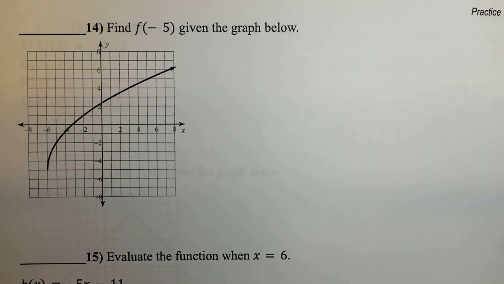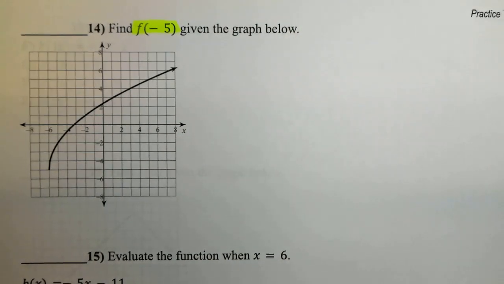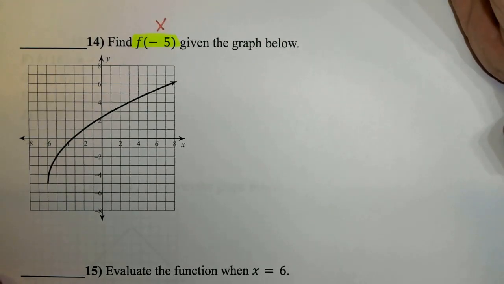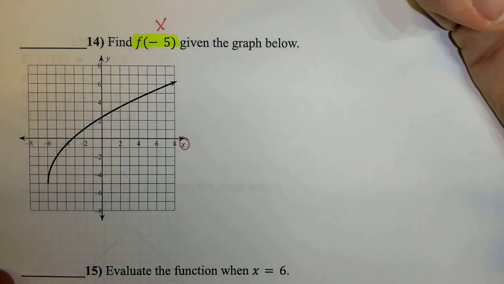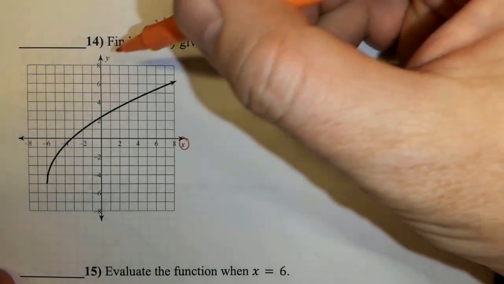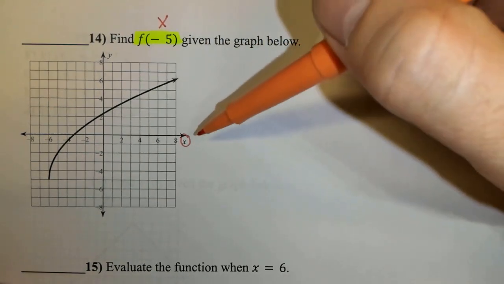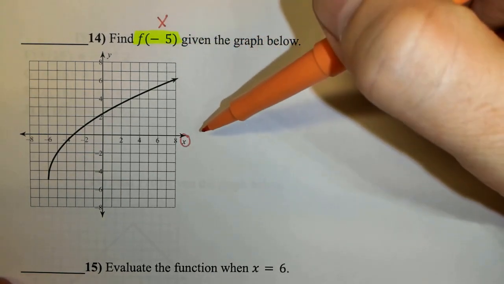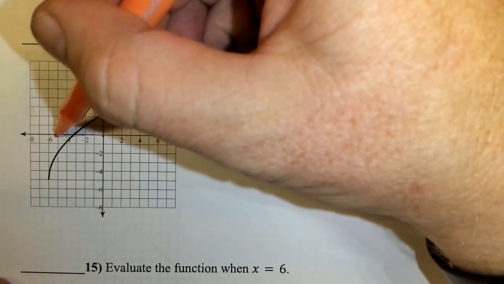Find f of -5 given the graph below. So that's the information that I need. Okay, and we know if it's in parentheses, it is x. And if I have x, I want to stay on the x-axis. I'm not going to have x and go to the y-axis. That would be backwards. Please don't do that. So if it gives me x, I want to be on the x-axis, so I go to -5 on the x-axis. So if I start in the middle, I go 1, 2, 3, 4, 5.